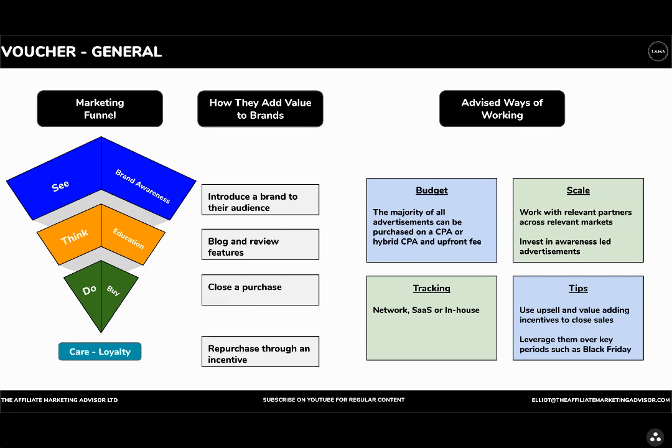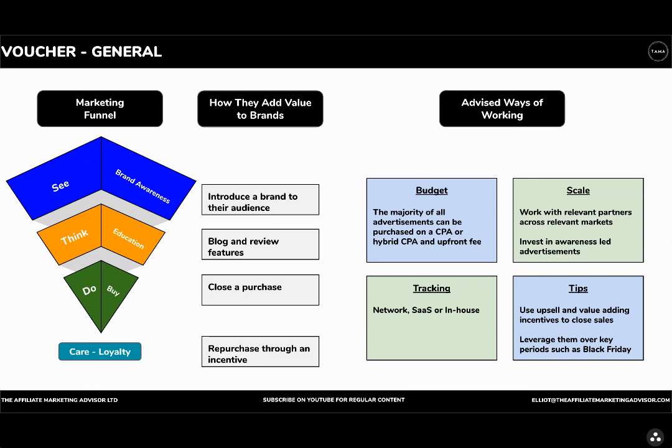Now on to vouchers. So a general voucher site. Generally speaking, a voucher site will introduce a brand to their audience. The assumption that a consumer already has something in the basket and is just looking for a voucher code to purchase isn't always true. People do just visit voucher sites to discover and browse around for new offers. So don't discount that. Some of them do blogs and other features, and they're very strong at the purchase stage, and it can help with repurchasing as well.